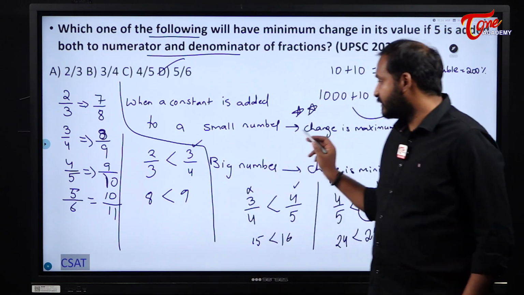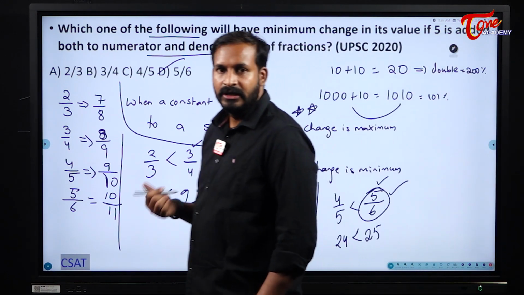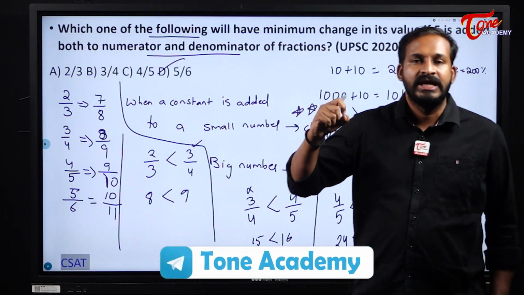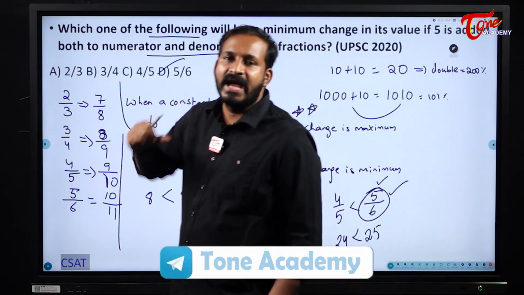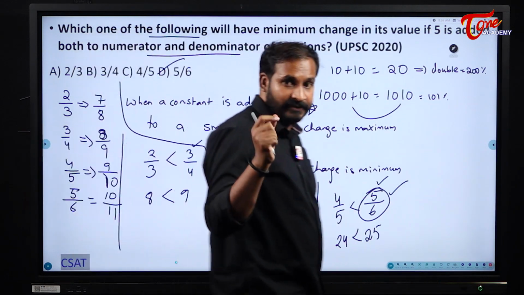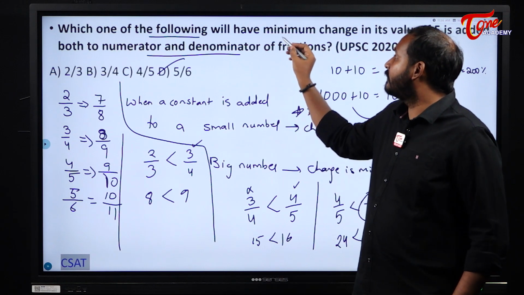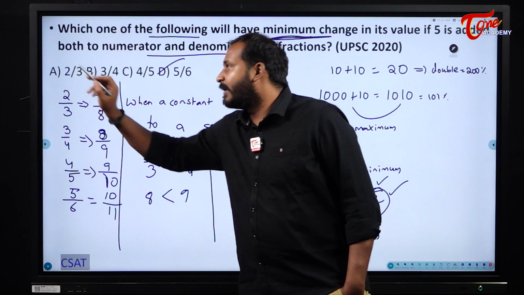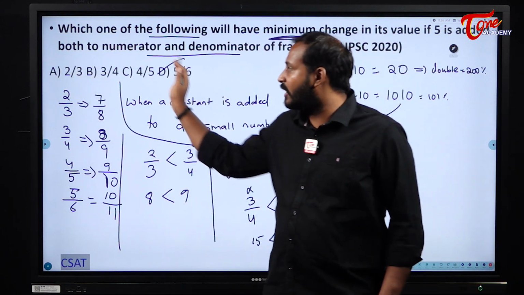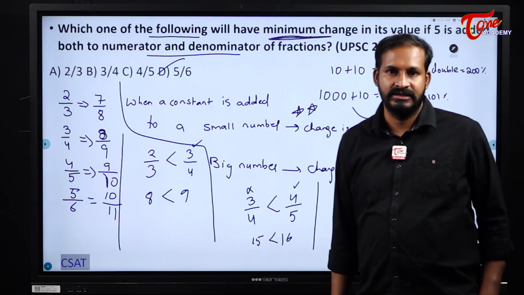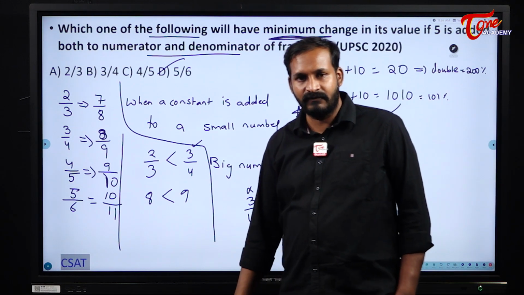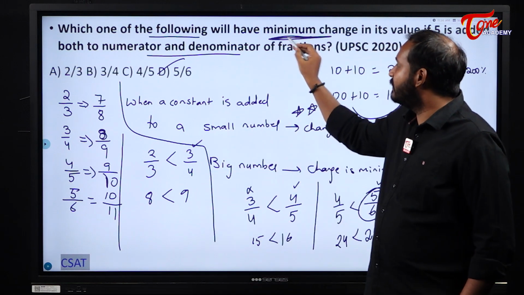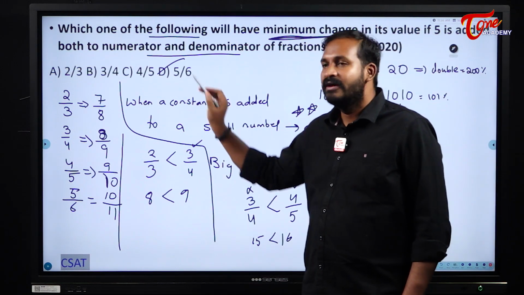You should know this concept, students. When we add a constant to any value, the bigger value will have the minimum change and the smaller value will have the maximum change. If the question were, which one of the following will have maximum change in its value, your answer would easily be 2 by 3, because 2 by 3 is the smallest among all the given 4 options. But here they asked for the minimum change, so minimum change will be in 5 by 6.